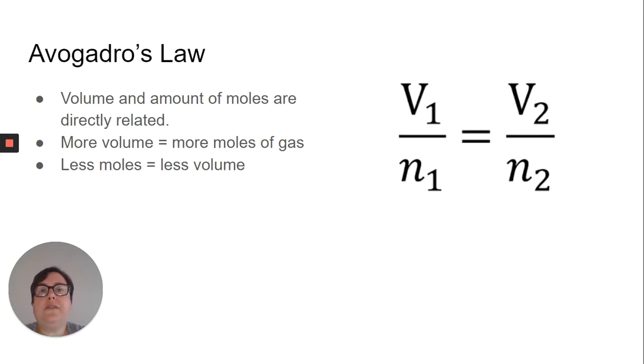Next, we have Avogadro's law. Yes, it's the same Avogadro as Avogadro's number. He found that the volume and the amount of moles of a gas are directly related. In other words, the more volume you have, the more moles of gas you have. The fewer moles of gas you have, the less the volume is. So if we were to graph this, it would show a direct relationship, which remember is that straight line. We're going to look at 2 examples.